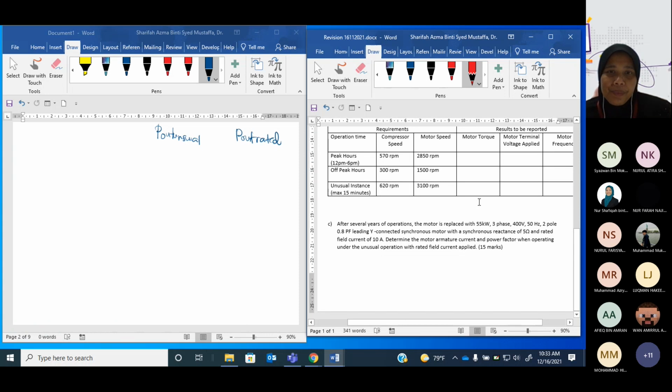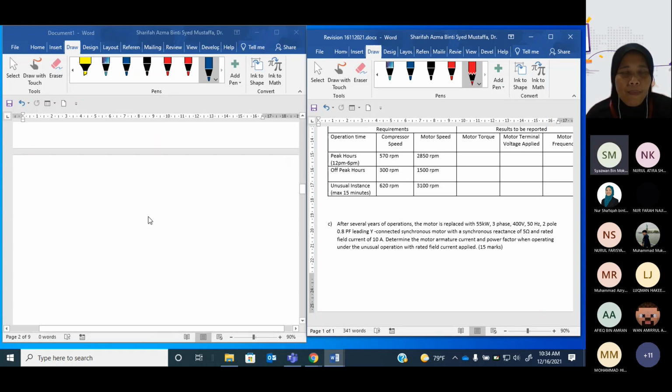Tak ada soalan ya? So part C, after several years of operations, the motor is replaced by 55 kilowatt, 3-phase, 400 volt, 50 Hz, 2-pole, 0.8 power factor leading, Y connected synchronous motor with a synchronous reactance of 5 ohm and rated field current of 10 ampere. Determine the motor armature current and power factor when operating under the unusual operation with rated field current applied. Okay, so apa dia nak cari ni? Armature current and power factor.